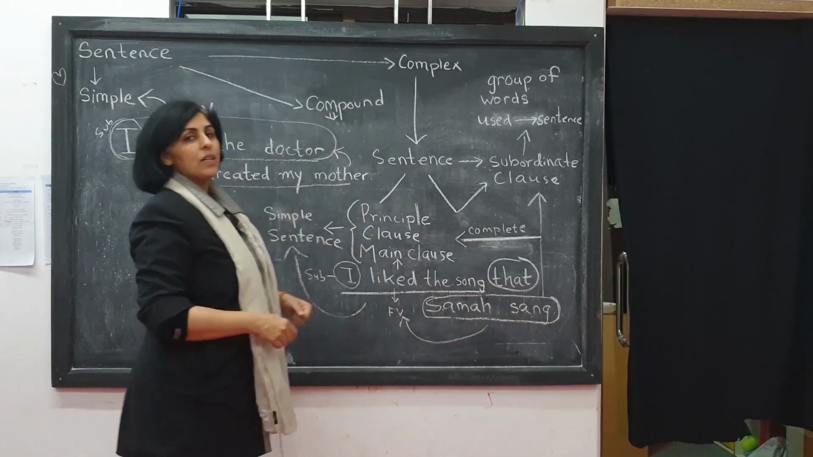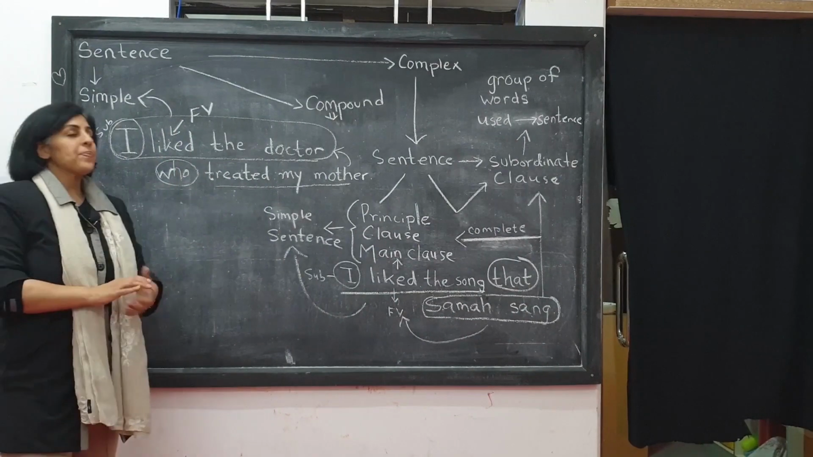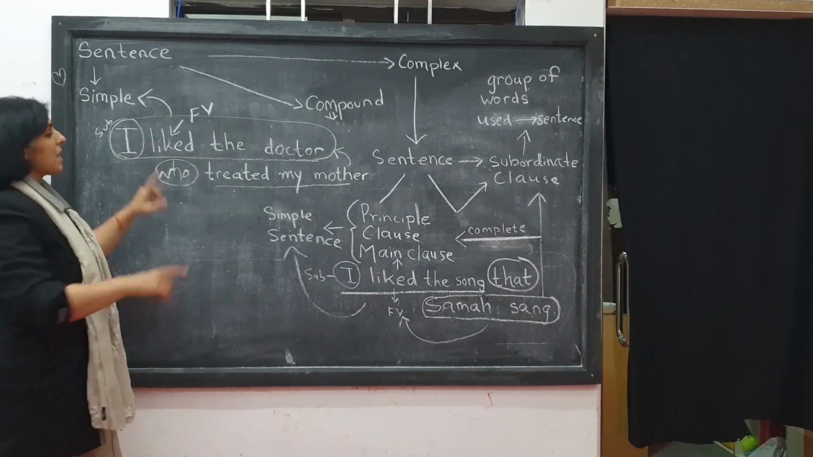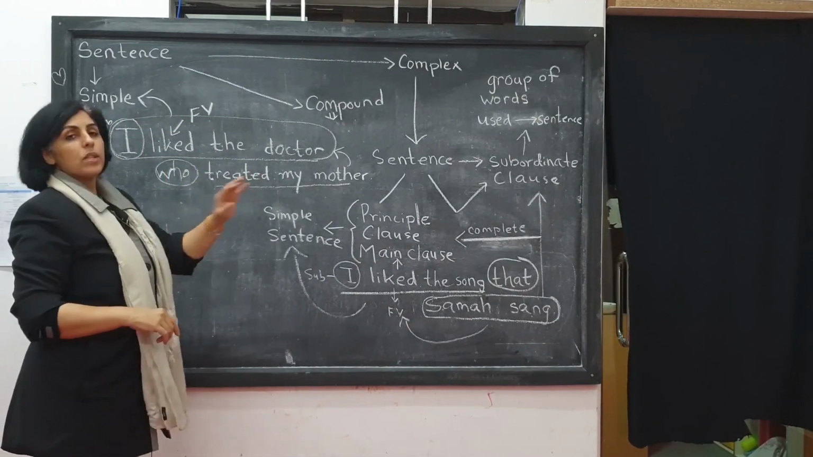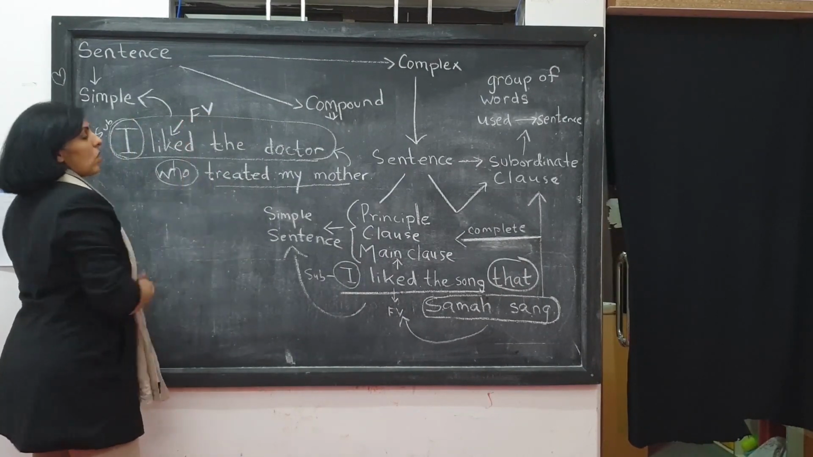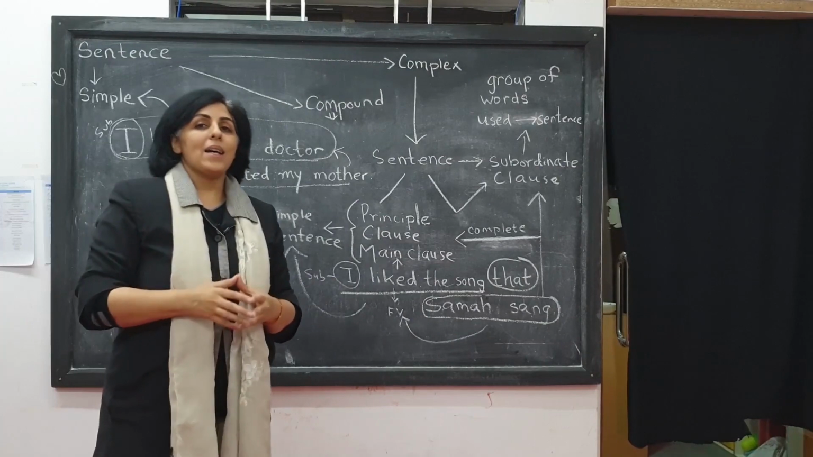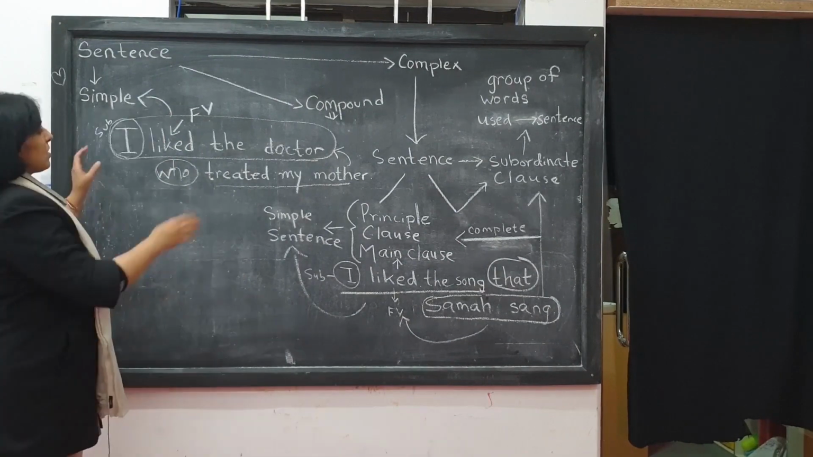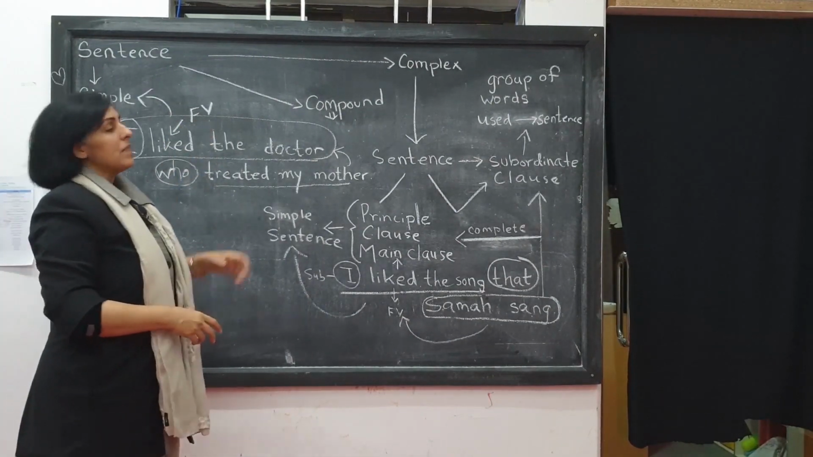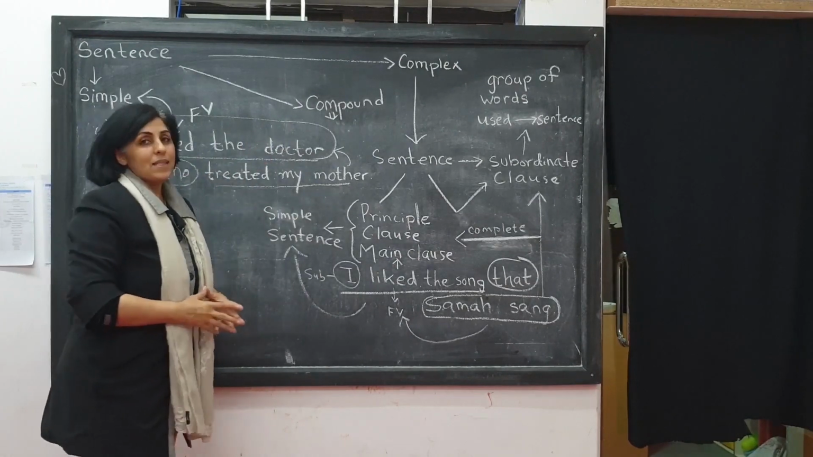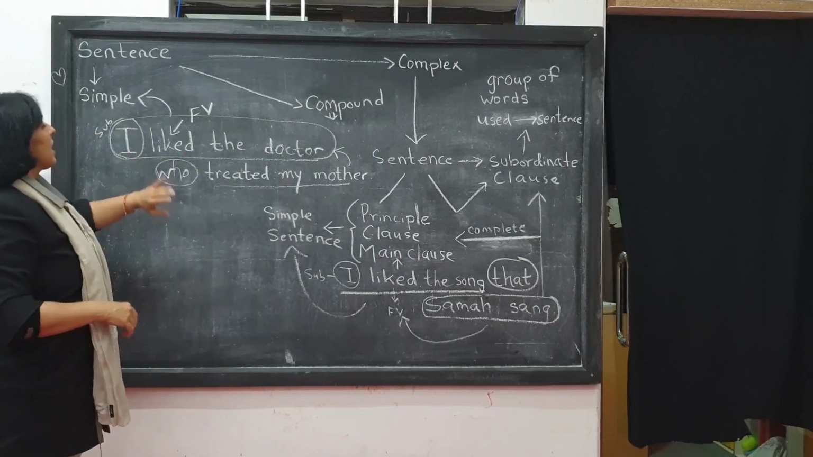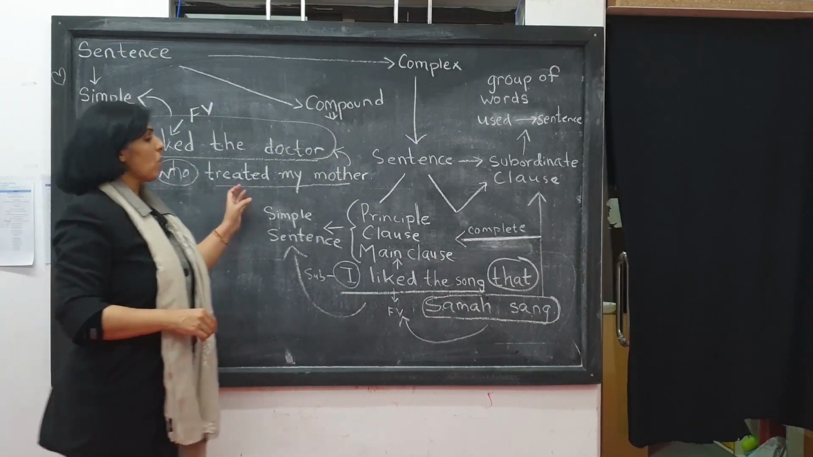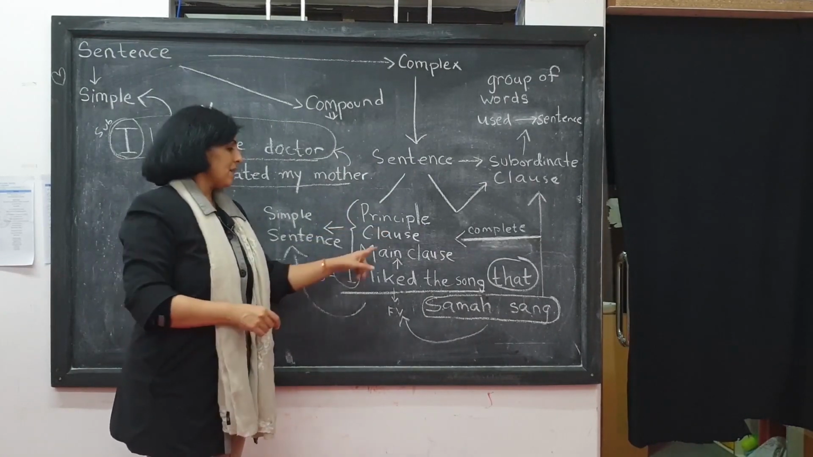Now we move on from here and let's look at another example. I liked the doctor who treated my mother. This sentence has two parts. When we talk about I liked the doctor, this portion can be used as an independent sentence because it has a subject and a finite verb in it, and this acts as a simple sentence, right? That is why this is called the principal clause, also known as the main clause.